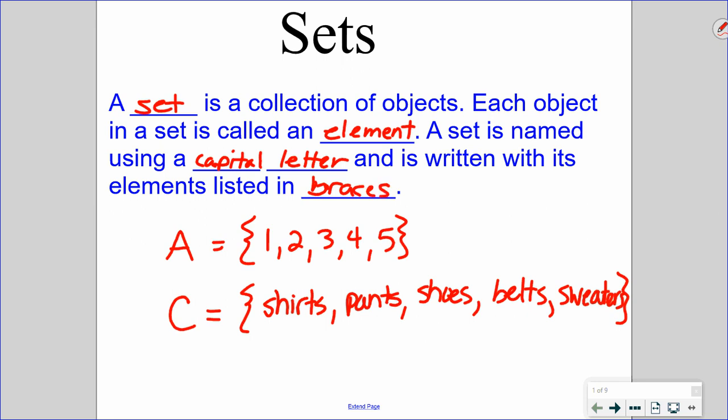So I've got two examples here of sets. We've got set A. The elements of set A are 1, 2, 3, 4, and 5. And then we have set C, where the elements are shirts, pants, shoes, belts, and sweaters. So the elements of set C might represent the items in your closet. Okay, and again, I'm just trying to highlight the fact that a set is just a collection of objects, so not always numbers.